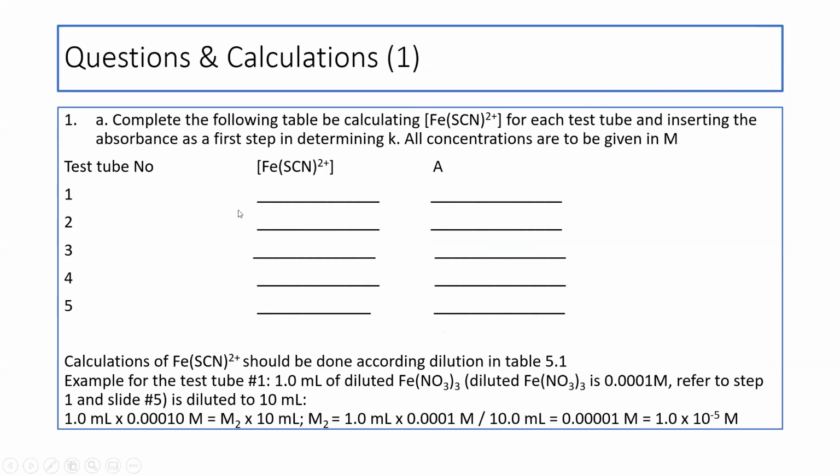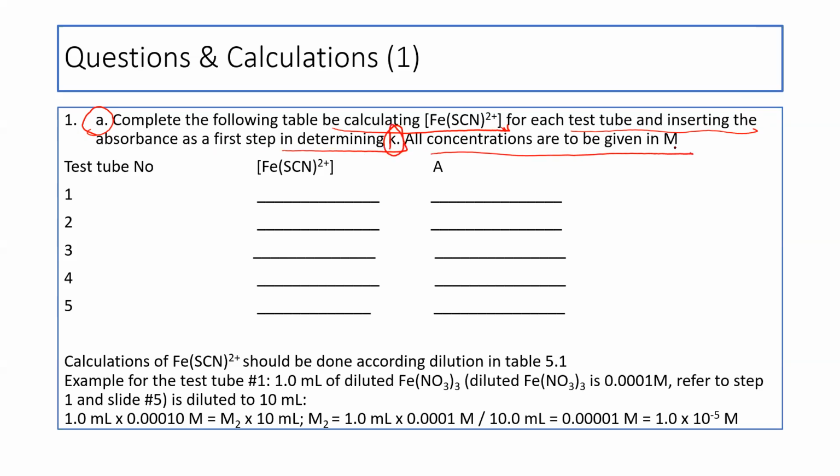Now I'm switching to your calculations and to your post-lab questions. Your first post-lab question is to complete the following table and calculate the iron thiocyanate 2 plus concentration for each test tube, inserting the absorbance, as a first step in determining small k.